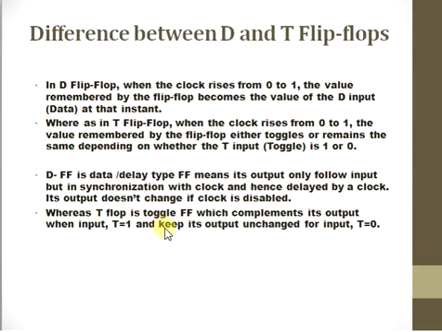Whereas the T flip-flop toggles, which complements its output when the input T is equal to 1 and keeps its output unchanged for the input T equal to 0.